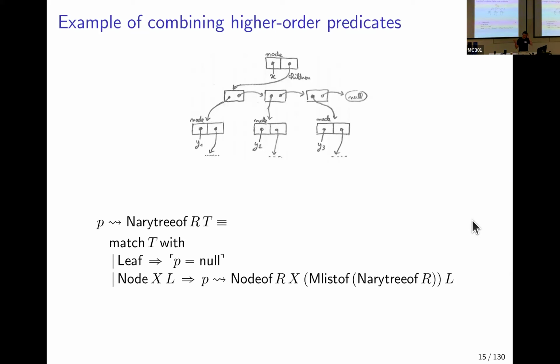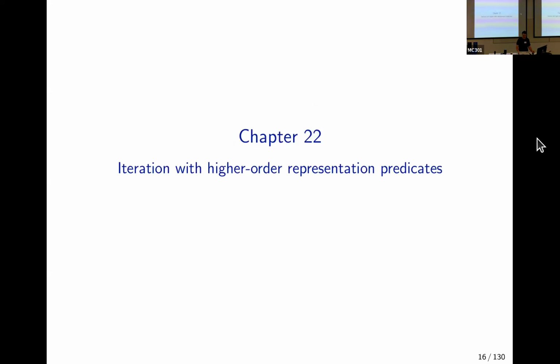And so of course, if you have a representation predicate, you can combine them. So this is an example where it's a tree with n-ary children that are stored in a mutable list. And so you can do that. I didn't give you all of those definitions, n-ary tree of, n-node of. But you can imagine how it works.